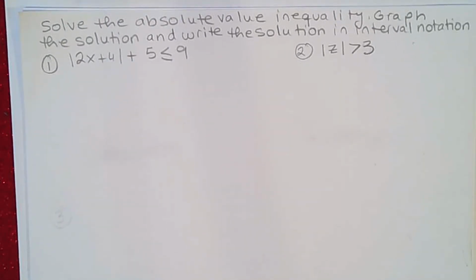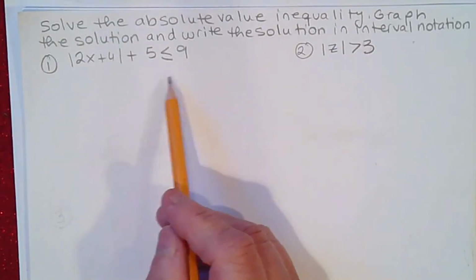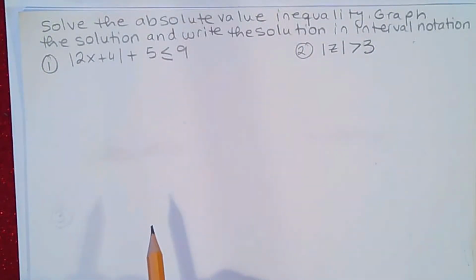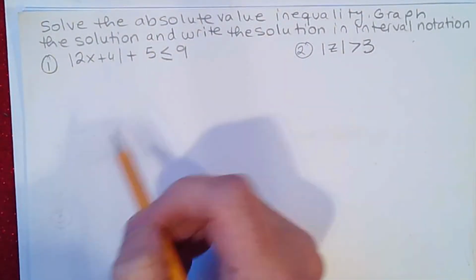Solve the absolute value inequality, graph the solution, and write the solution in interval notation. So I have here a couple of problems, one with less than or equal, one with greater than. So let's go ahead and solve our first inequality.